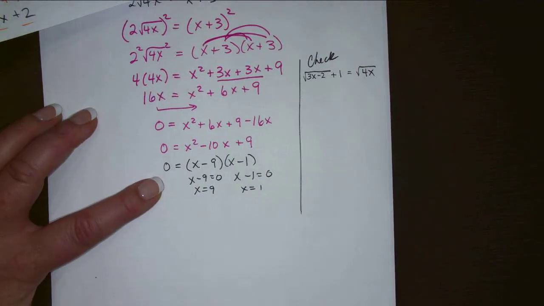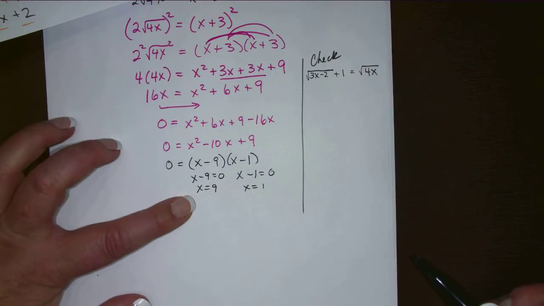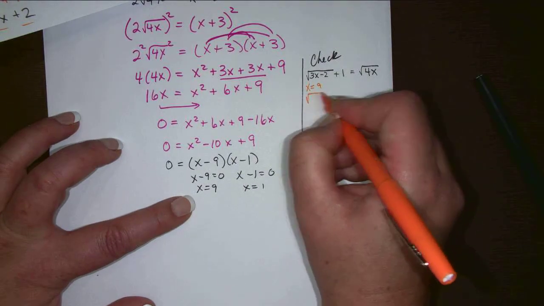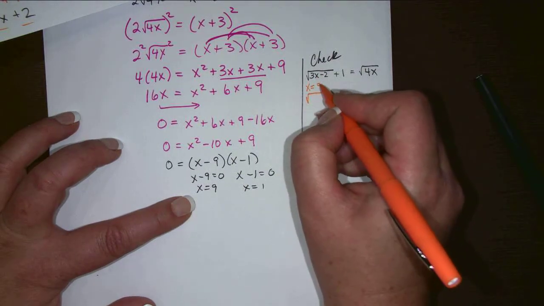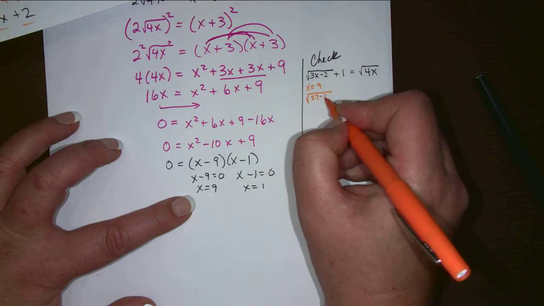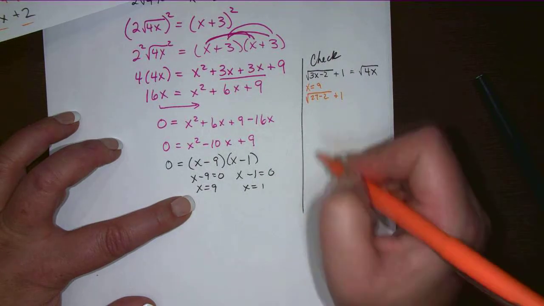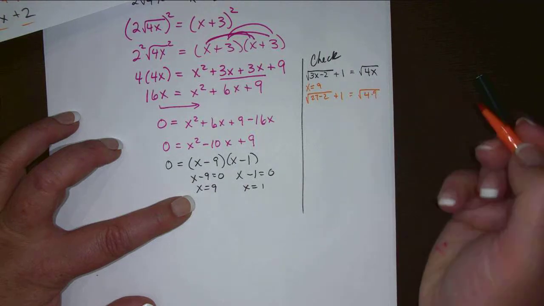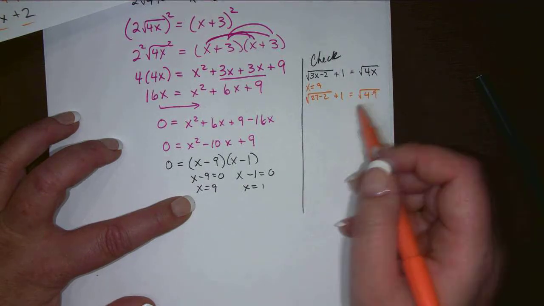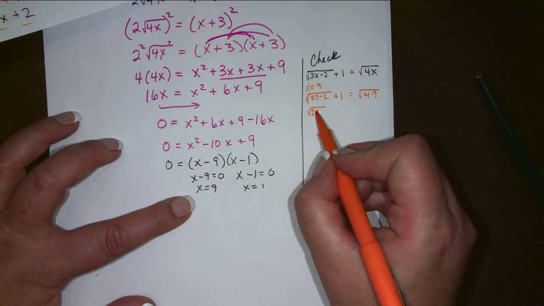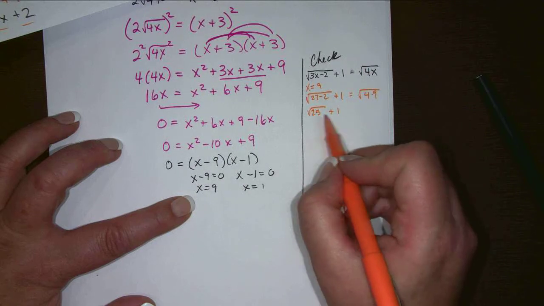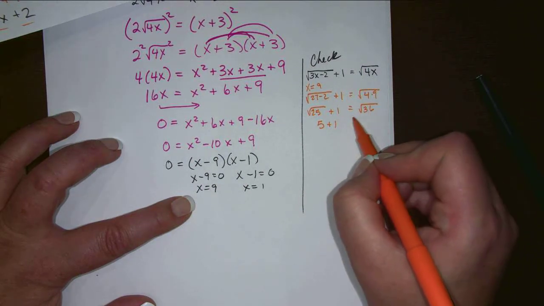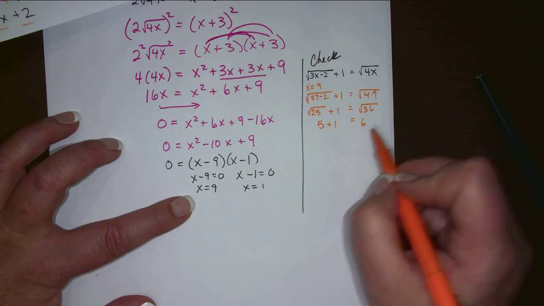So if we plug in the 9, 3 times 9, 27 minus 2, is that positive? Yep. The other side, 4 times 9, positive? Yeah, and you could go through and check. This is 25 plus 1. Root 25 is 5 plus 1. This is root 36. 5 plus 1 equals 6.